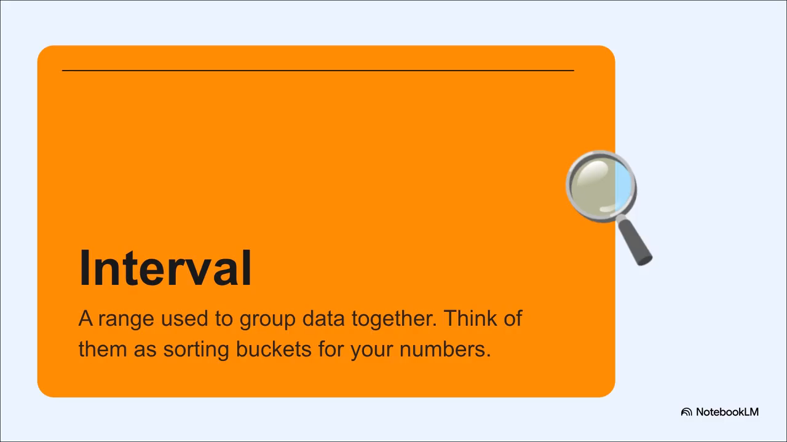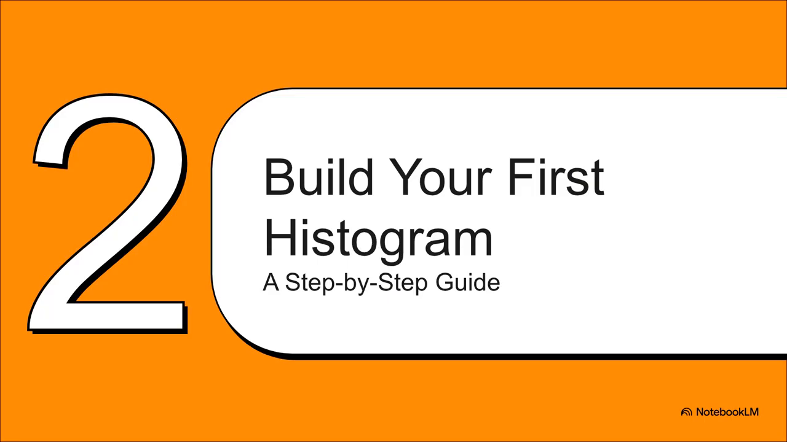The real magic behind a histogram starts with this one simple concept, the interval. An interval is just a range that you choose to group your data into. Think of it like this. If you have a big pile of different sized rocks, you might create buckets for small, medium, and large ones, right? Well, intervals are just sorting buckets for your numbers. It's that easy. So, how do we actually build one of these things?